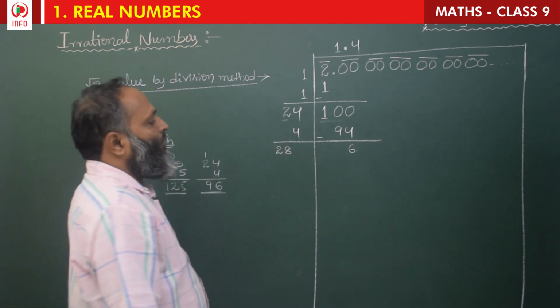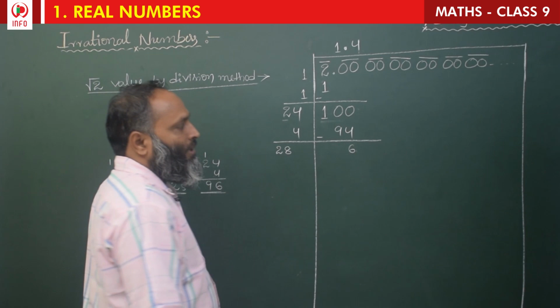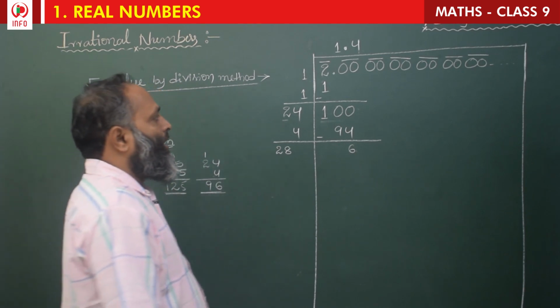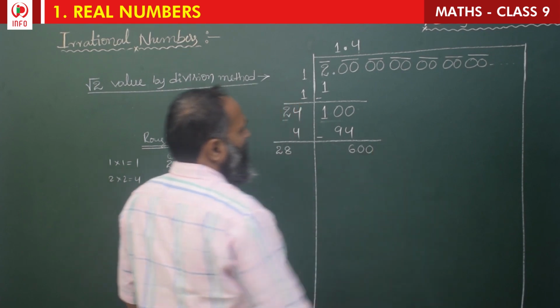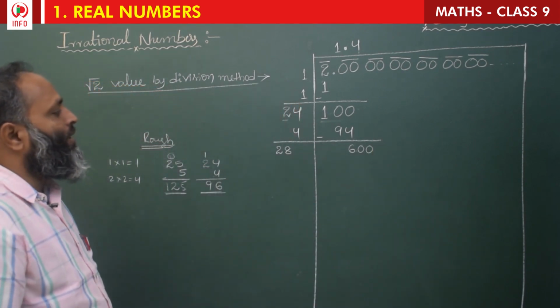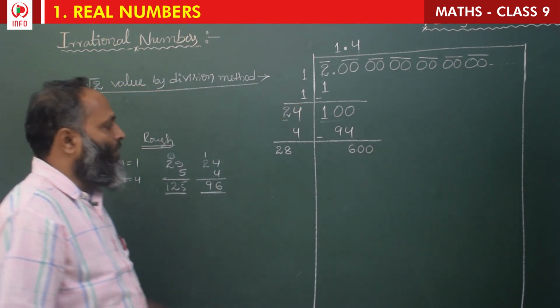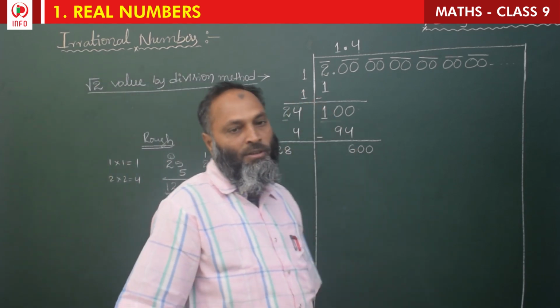28. Now here the difference is 6. Then after that, we should take 2 zeros. So those 2 zeros we should take. After whatever is there, those 2 zeros we should take.